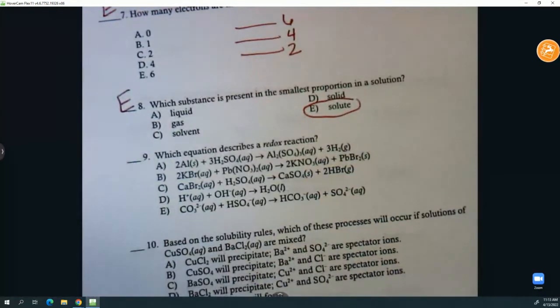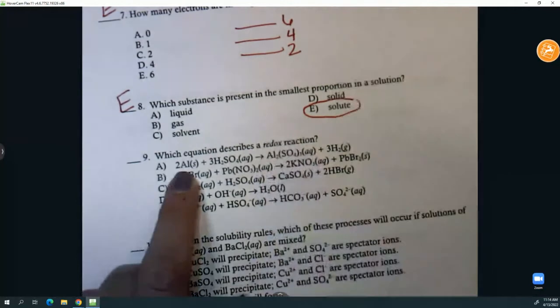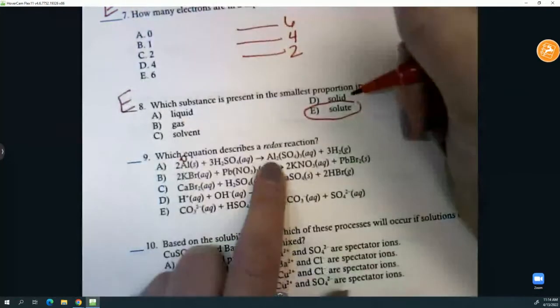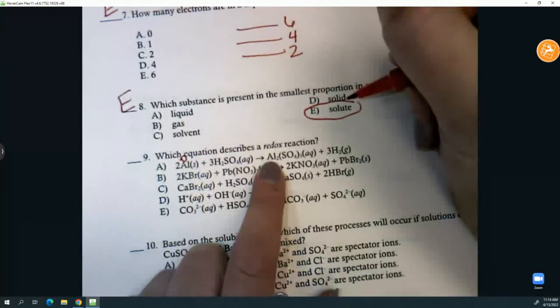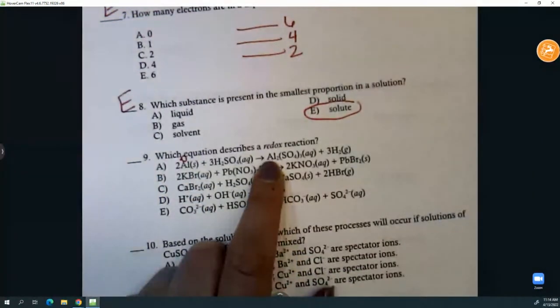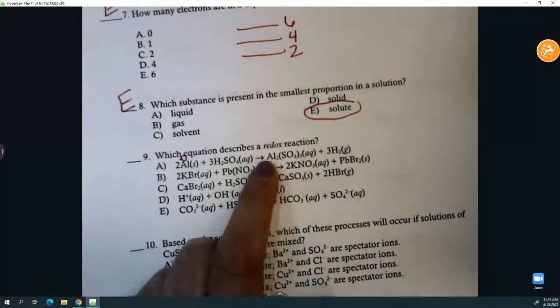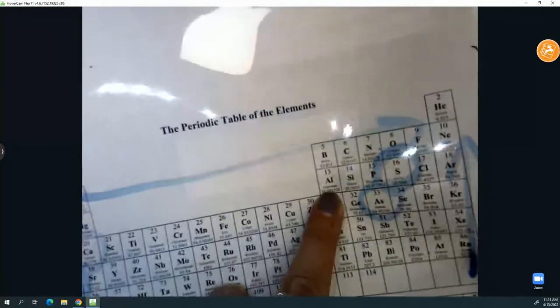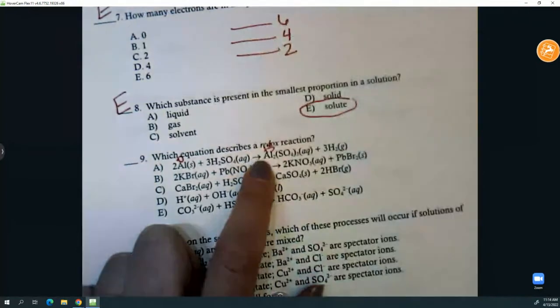Which equation describes a redox reaction? So here's what I'm going to look for. The easiest thing to see would be, actually it's the very first one, I can see it right now. What I see is here's aluminum all by itself, so that has to be a 0. And here it is as part of a molecule, which means it has to have a charge. Even if I forgot what the charge of aluminum is, I know it has to have a charge because it has to cancel out that sulfate. Aluminum is a +3 when it's in a molecule, so here it would be a +3.